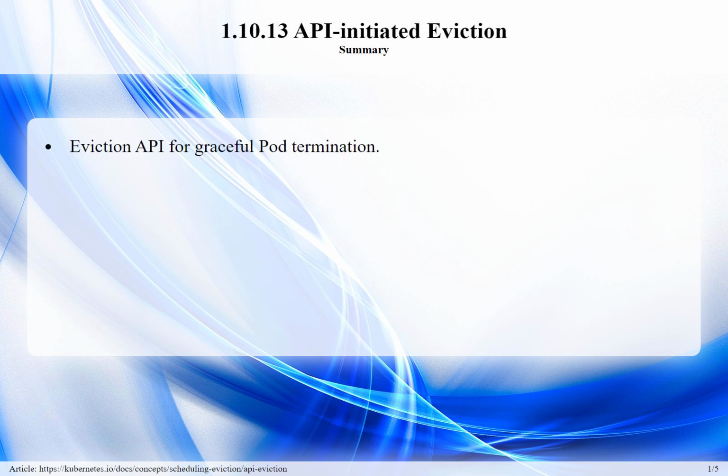API-initiated eviction uses the eviction API to gracefully terminate pods. Users can request eviction programmatically, respecting pod disruption budgets and grace periods. The API handles eviction requests by returning 200 OK or error codes. In 200 OK, pods are marked for deletion and data is updated. Errors are due to budget config or API limits.